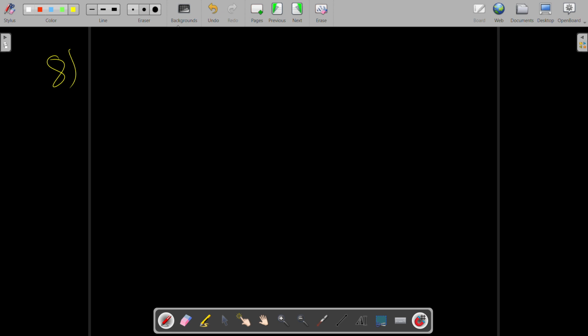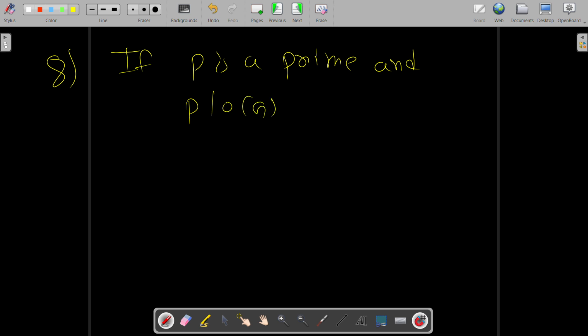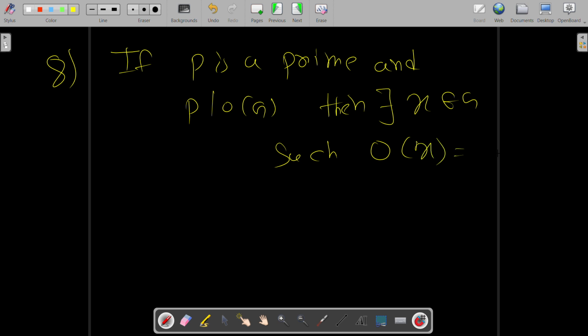Property number 8. I have also done this before in the lectures. The property itself says that if p is a prime and p divides the order of the group G, then there exists an x belongs to G such that the order of x equals p.